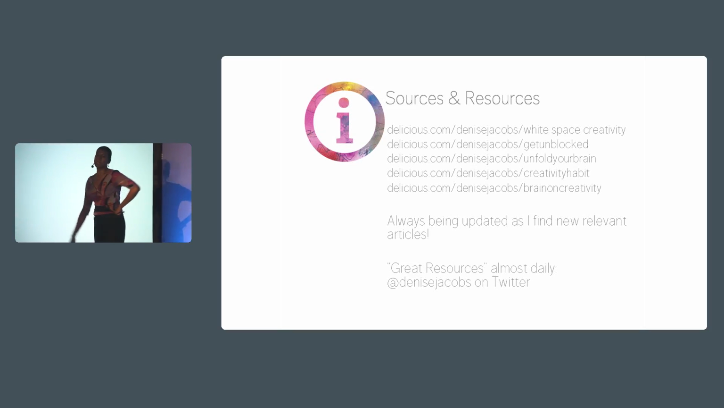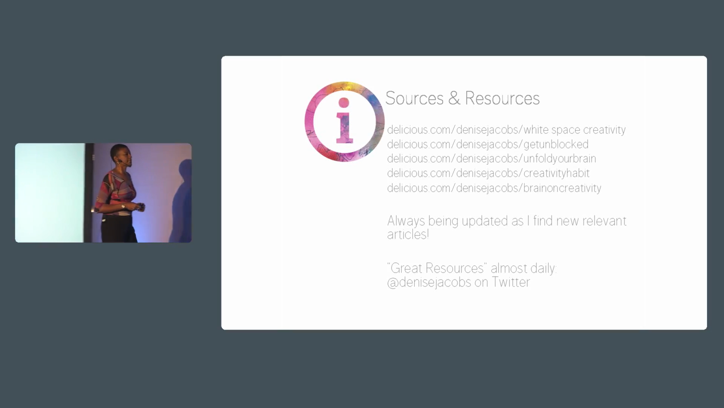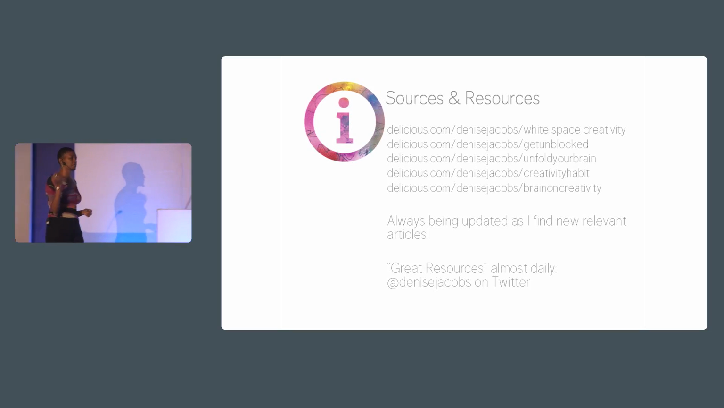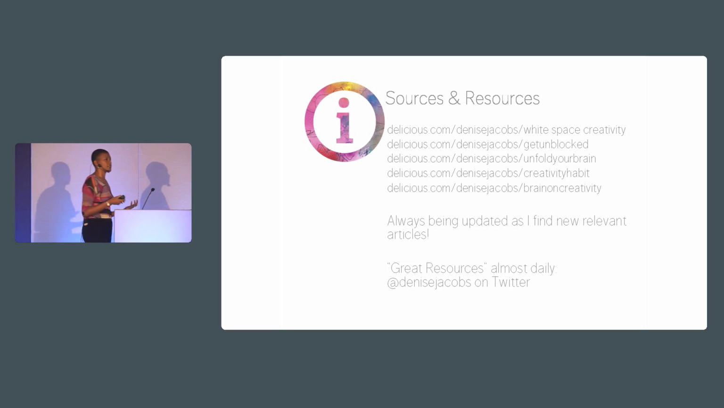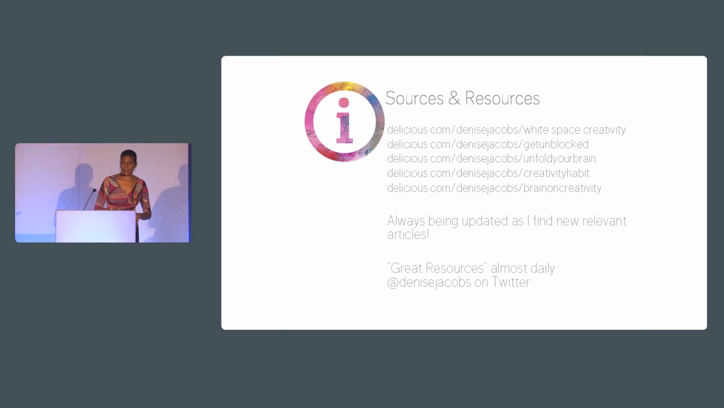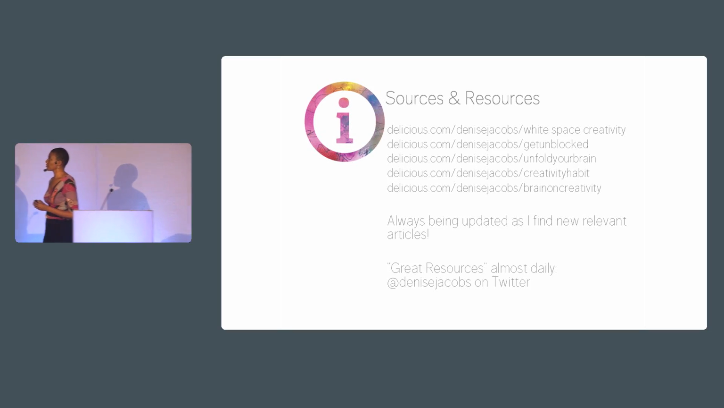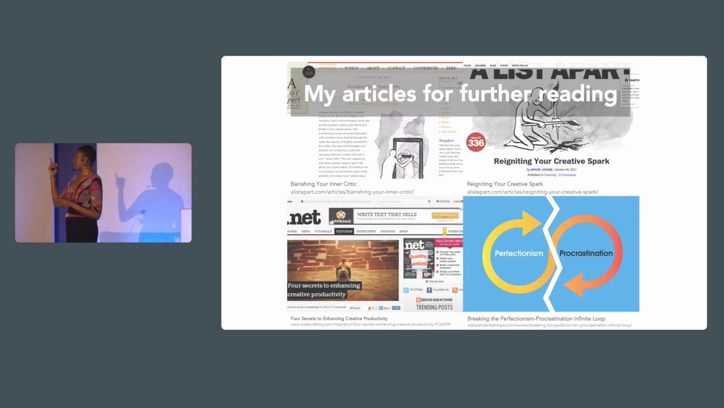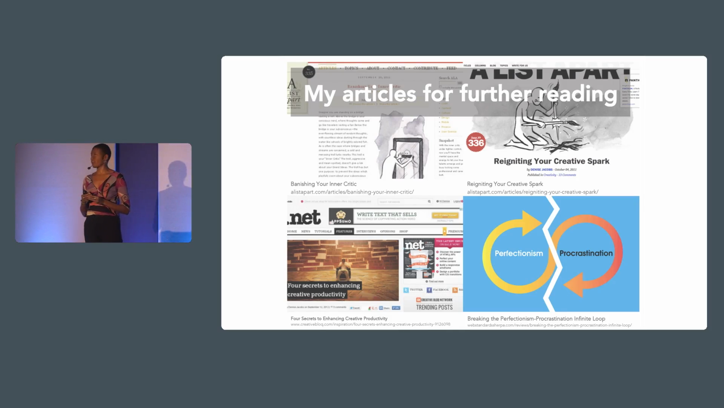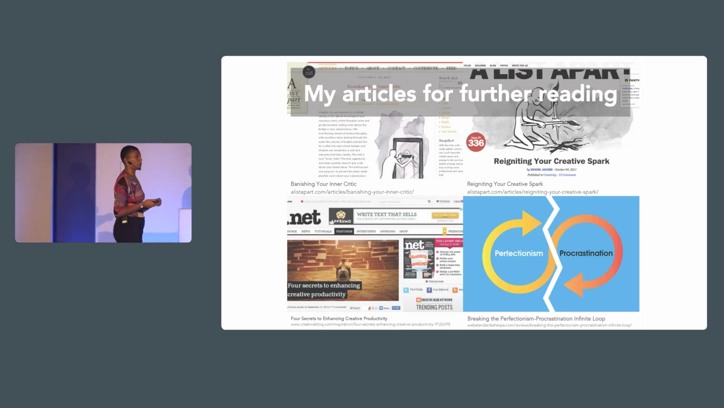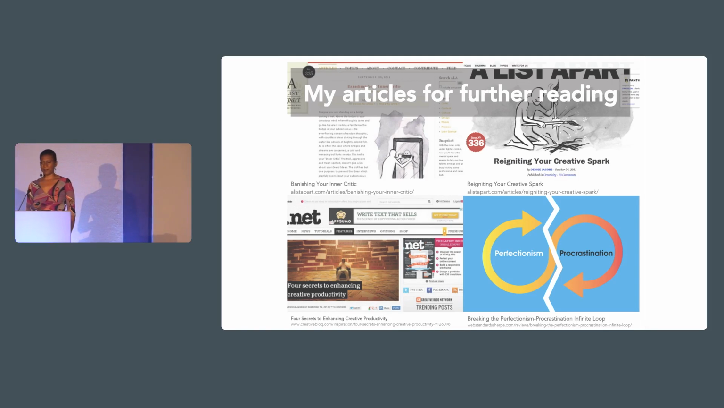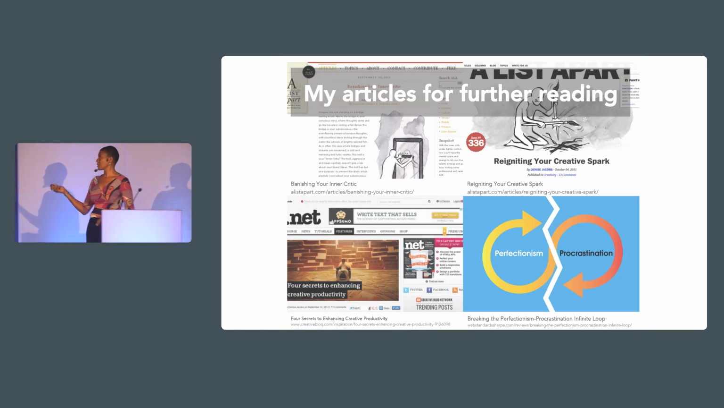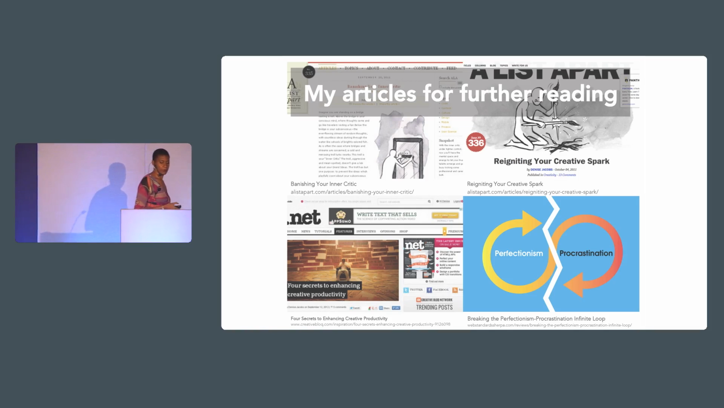And you can't even see this. But if you go to delicious.com/Denise Jacobs and put in creativity, you will find just about every article, of which there are actually, at this point, hundreds, that I use to support my research. Number two, I've written several articles on creativity, banishing your inner critic and reigniting your creative spark for A List Apart, and one for Creative Bloq about enhancing creativity, and a newest one is on perfectionism and procrastination and how to break that loop.